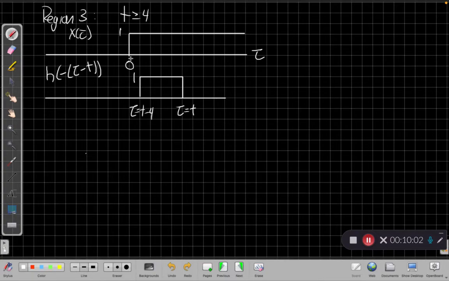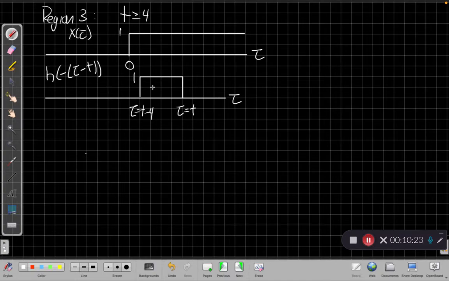And so again, I've still got my x of tau. And then here's my h of minus tau minus t plotted as a function of tau, right? So this right edge was when tau equals t. The argument of this will be 0. And the left edge is when tau equals t minus 4. These all cancel out, and I'm left with 4. So this is the flipped and shifted version of h of t.